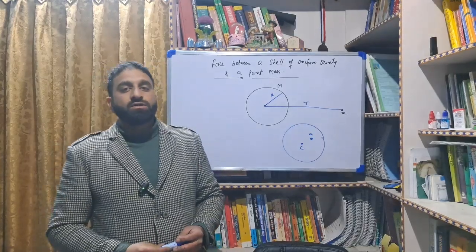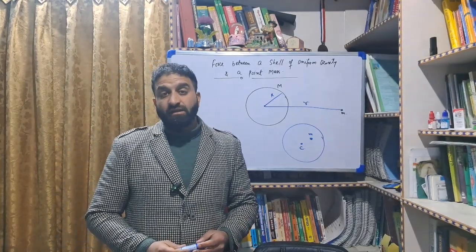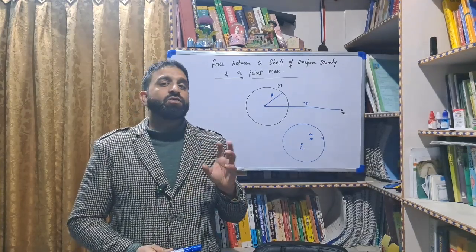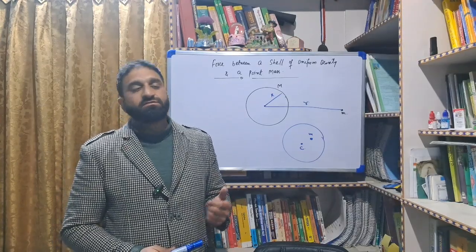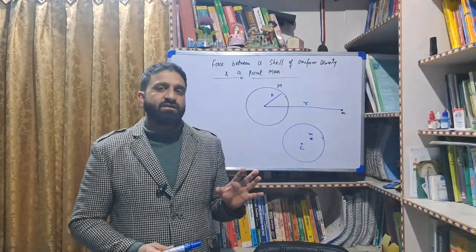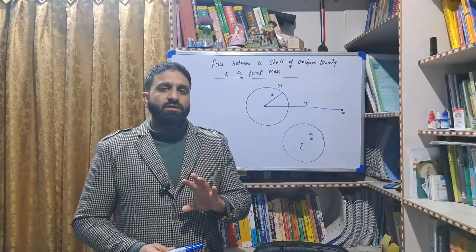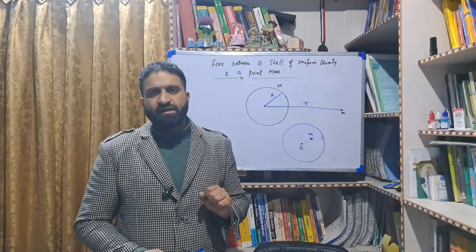Discussing an important question. If we have a spherical shell that is hollow from inside, of uniform density, and we have a point mass, firstly outside that sphere, and in the second case inside that sphere, we have to calculate what will be the net gravitational force in both cases.